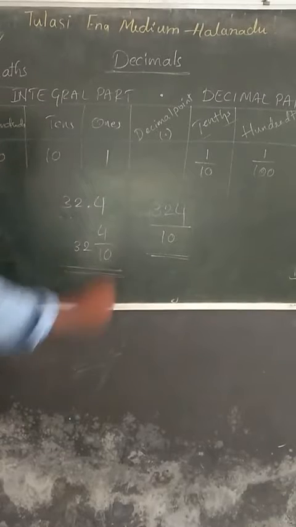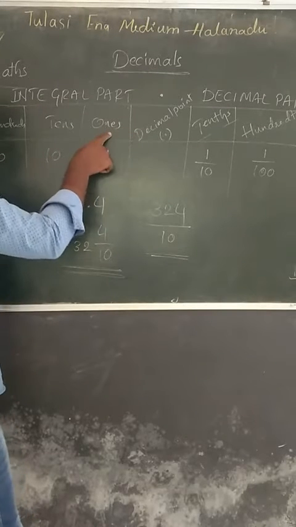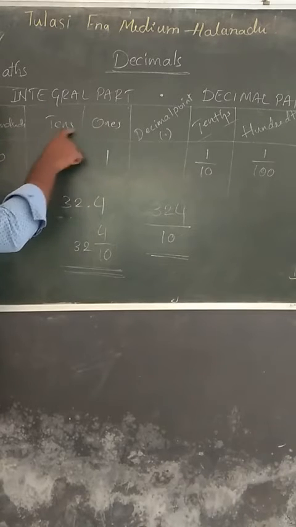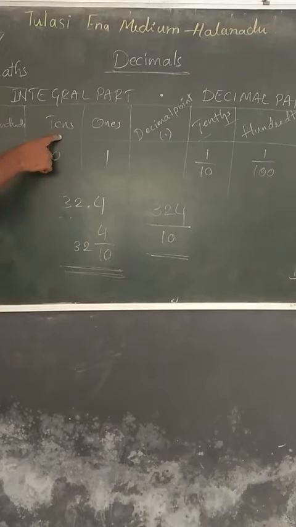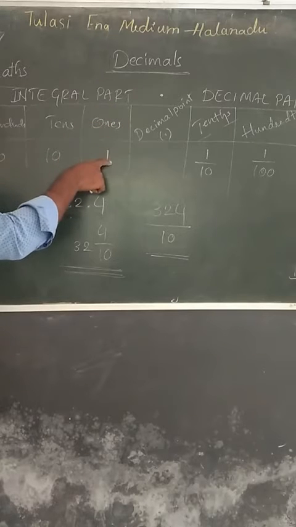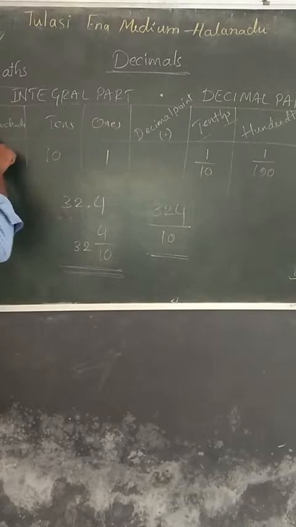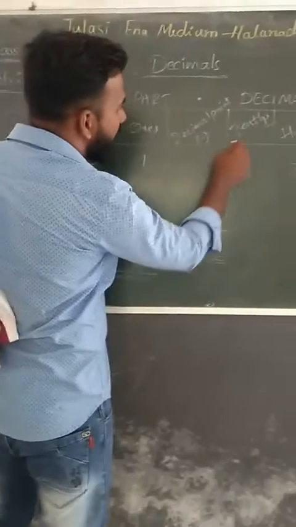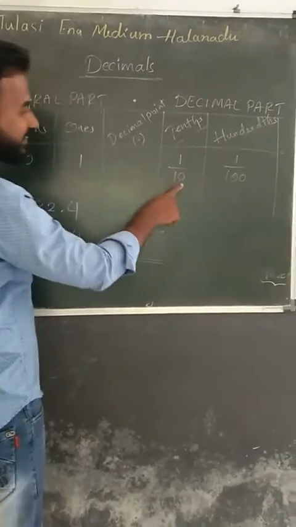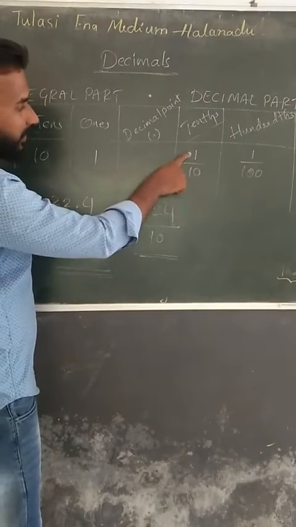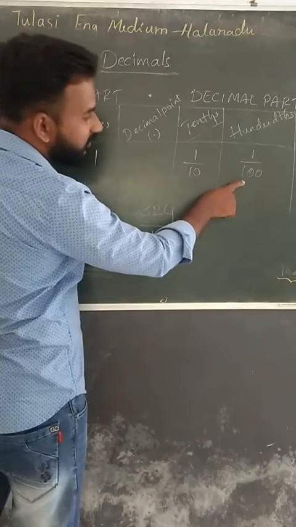And one thing you have to remember: the ones place is smaller than tens. Tens is smaller than hundreds. So 10 times 10 is 100, 10 times tens is hundreds. So when you move this way, the value increases, and the tenth's value is less than 1. So 1 out of 10, 1 out of 100.